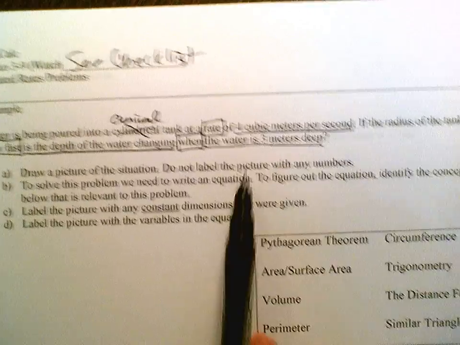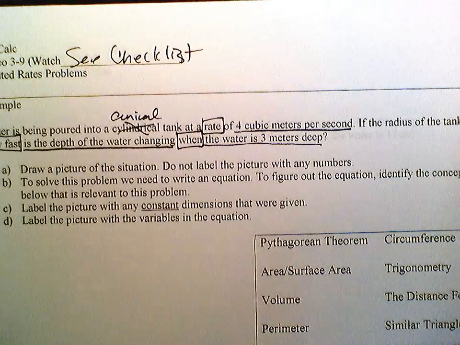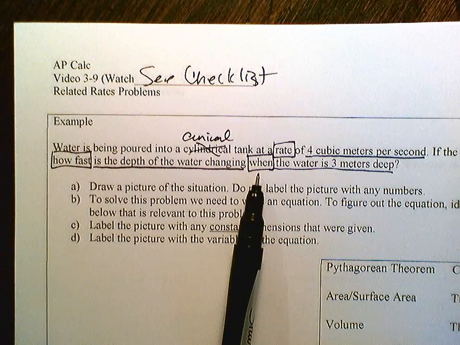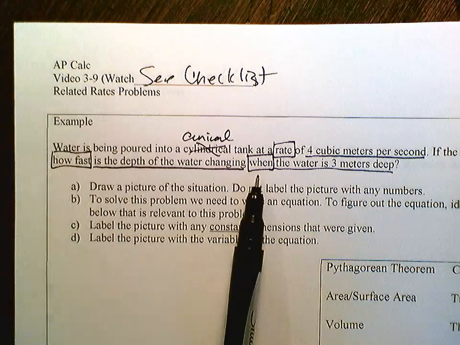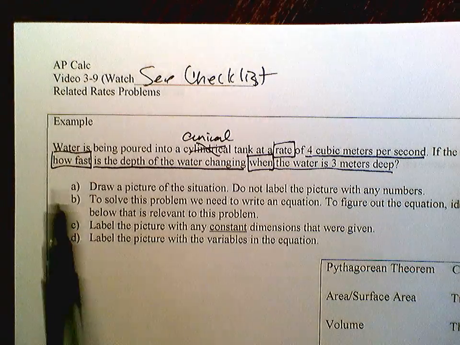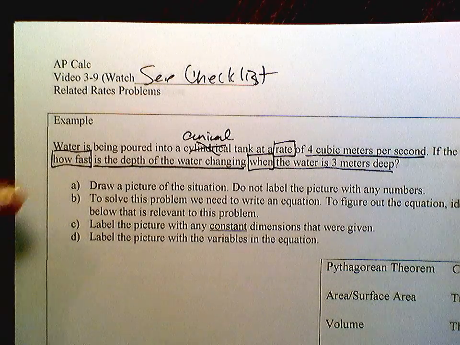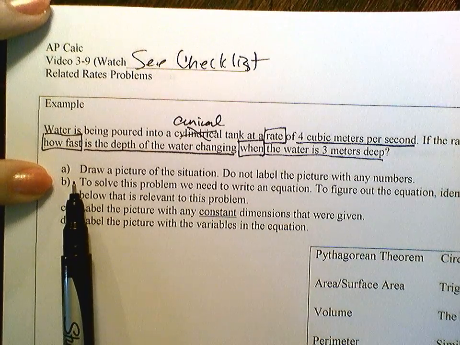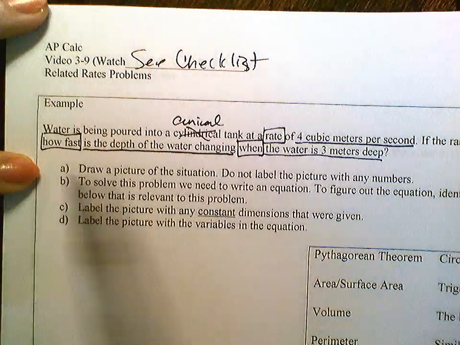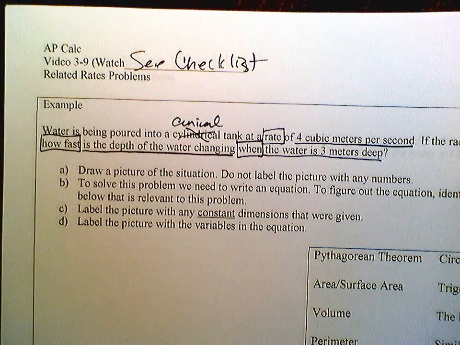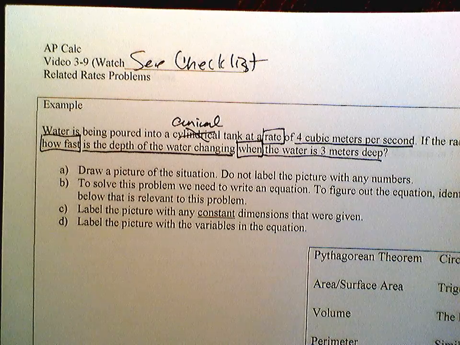So we're being given a rate, they want to know another rate, and then they're telling us when, at what moment. So basically this is a related rates problem. You're given rates, you're asked about rates, related rates. Or you're given the rate at which one thing is changing, and you're asked to find the rate at which another thing is changing, and those two things are related.